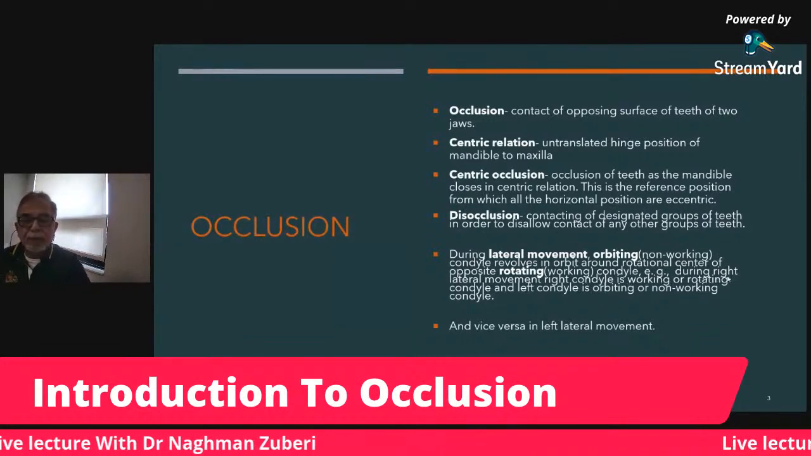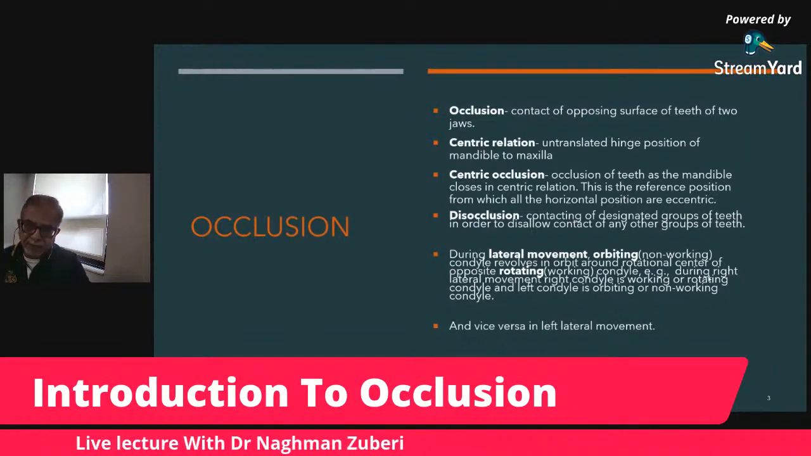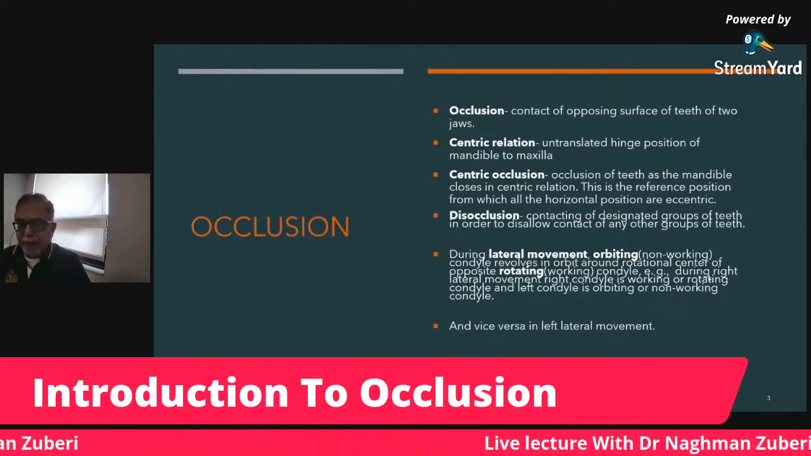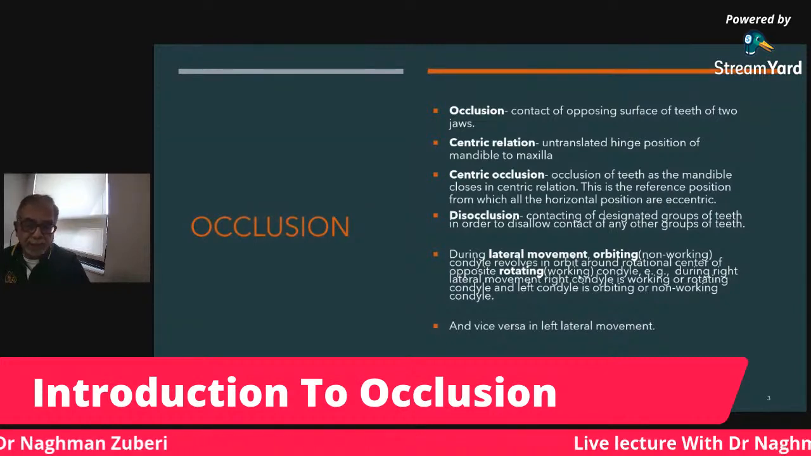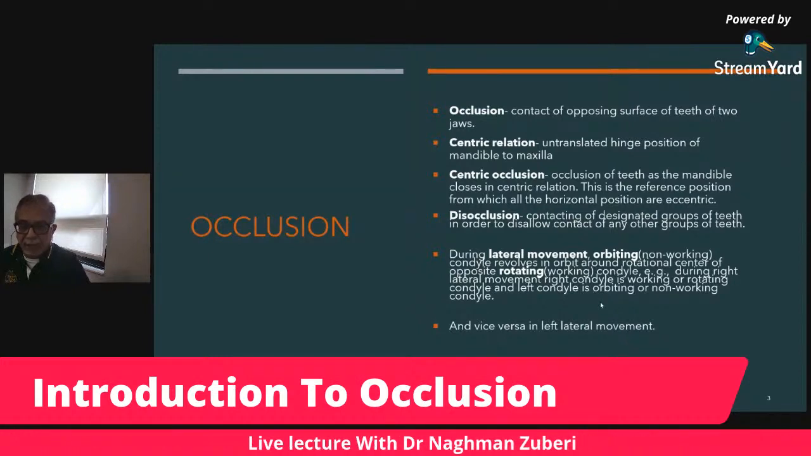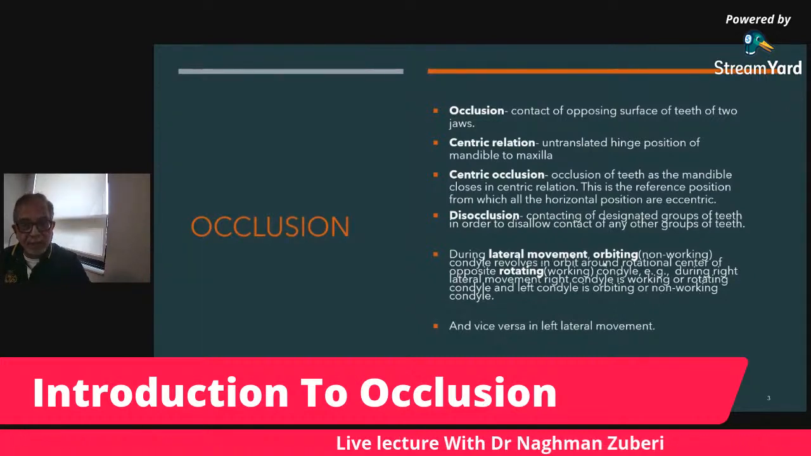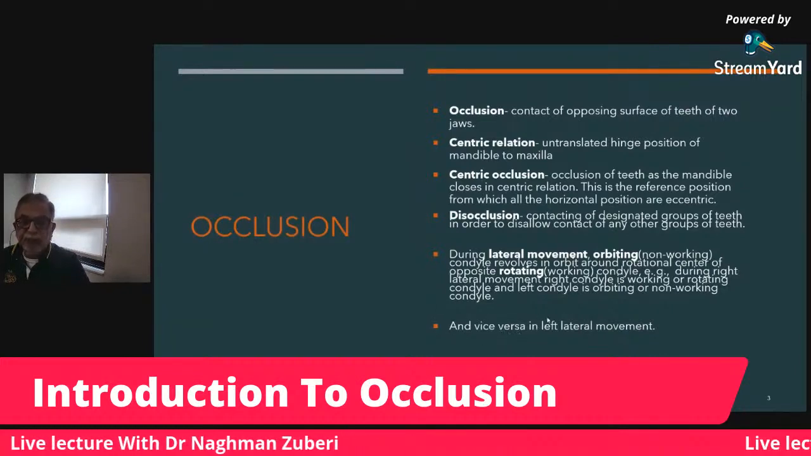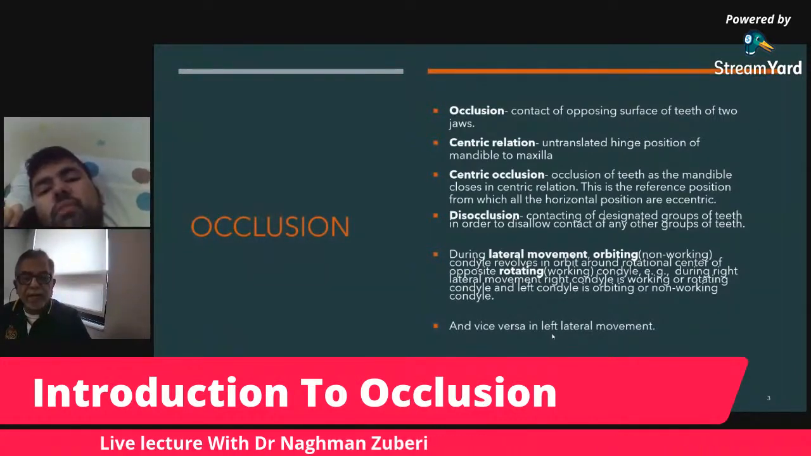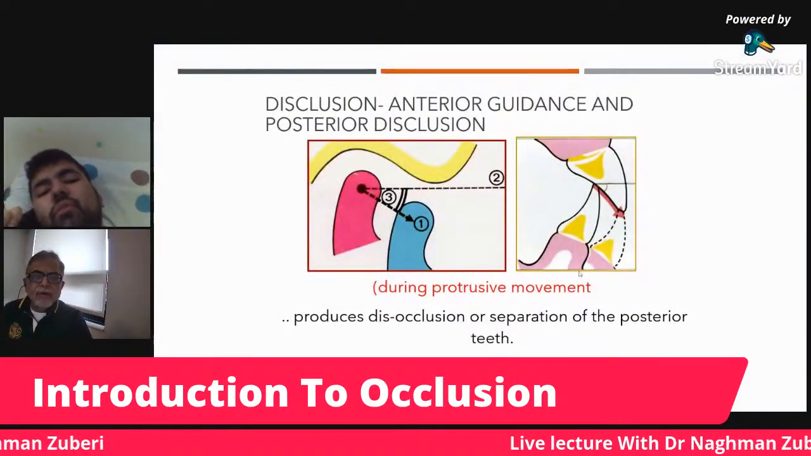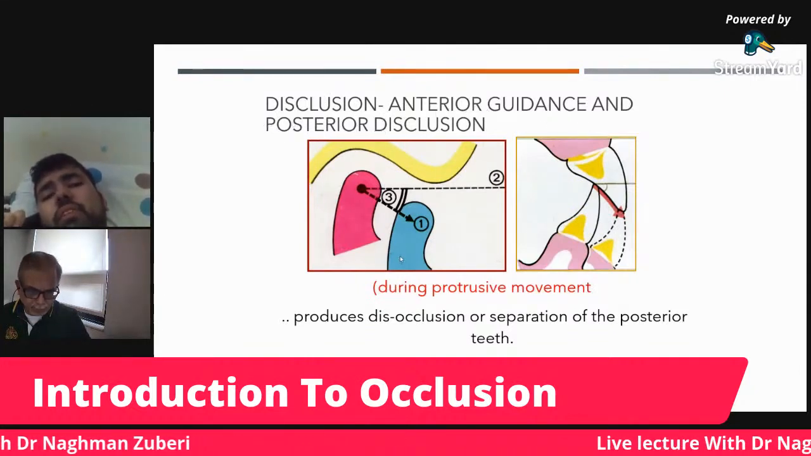Say for instance you are moving your jaw to the right hand side. That will be your working side. The mandibular condyle on that side will be considered the working or rotating condyle, whereas the opposite condyle will be considered the non-working or orbiting condyle. So if it is a left lateral movement, then your left side will become working and the right side will become non-working.